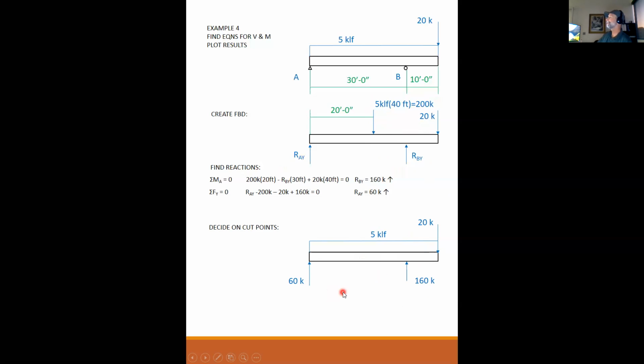Now, with the real loading, how many cuts do I need? 2. Just 2. I need one here. I need one there. Okay, so let's do a free body diagram for cut number 1.